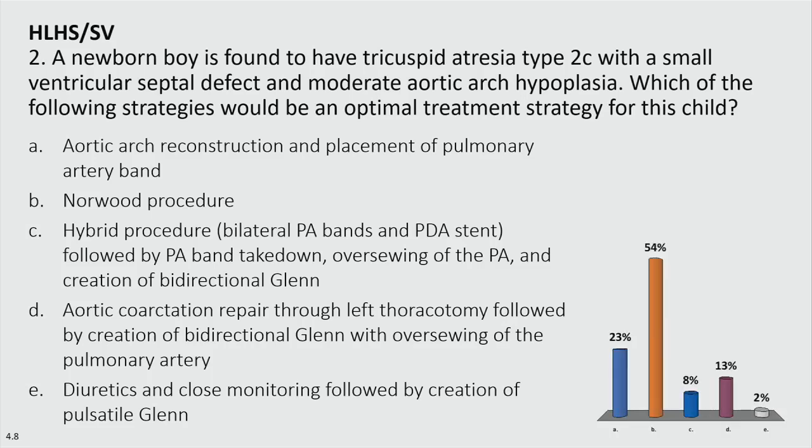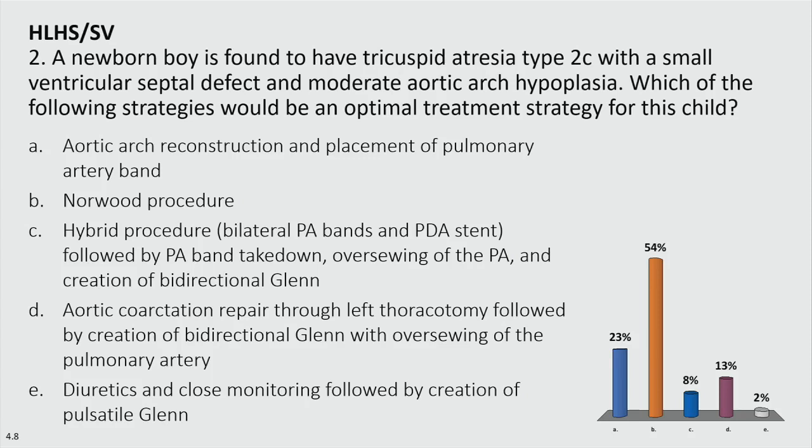Okay. Well, if your boards are similar to our congenital heart surgery boards, they love tricuspid atresia transposition. So a type 2C is going to be transposed great vessels, and they're actually telling you that you have a small VSD. So the worry here is obviously going to be outflow tract obstruction in the long term. And they're also telling you that you have aortic arch hypoplasia, which is another subtle, well, not so subtle sign of possibly having obstruction to the systemic outflow. So aortic arch reconstruction and placement of PA band, in some patients, may be a reasonable strategy.